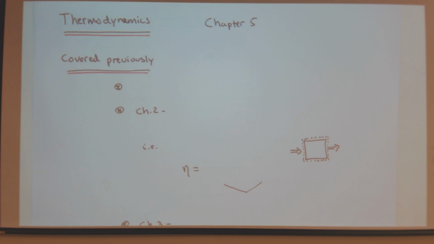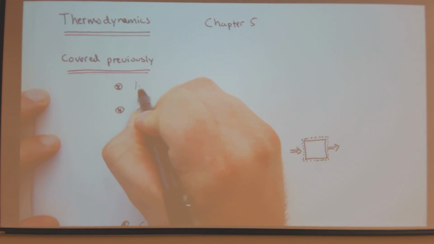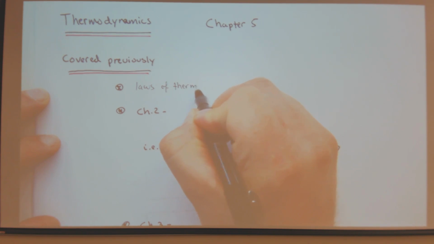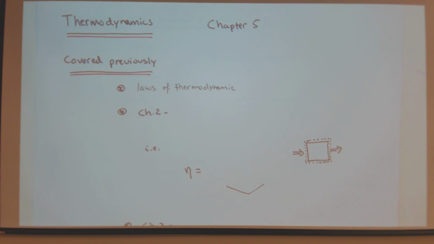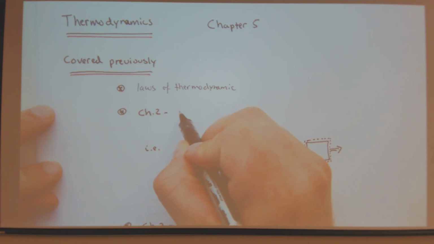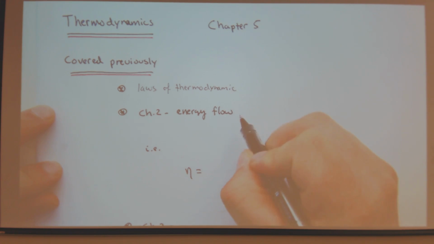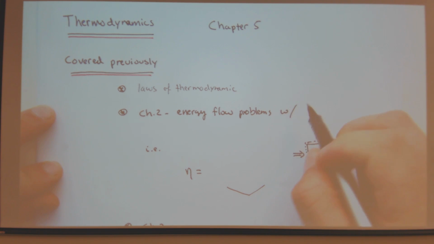So just a real quick recap of what we covered previously. We covered the laws of thermodynamics. Okay, so that's a no-brainer because this is a thermal class. But we covered the laws of thermodynamics. Chapter 2, we covered energy flow problems with the corresponding process efficiency.